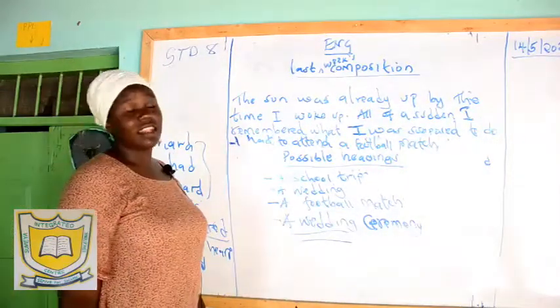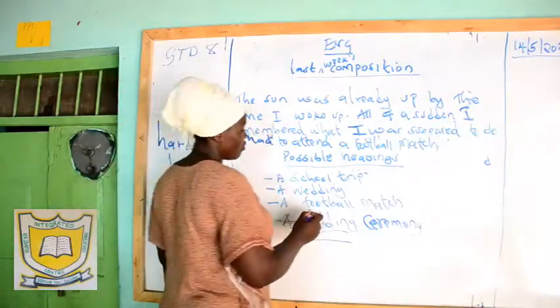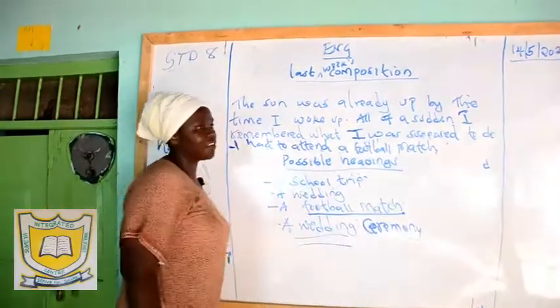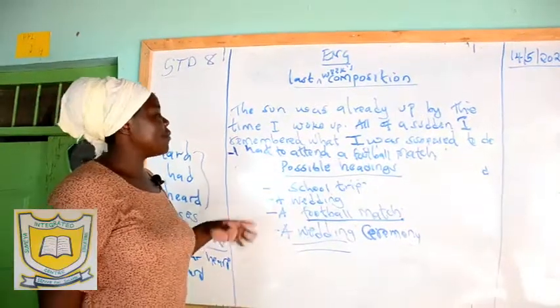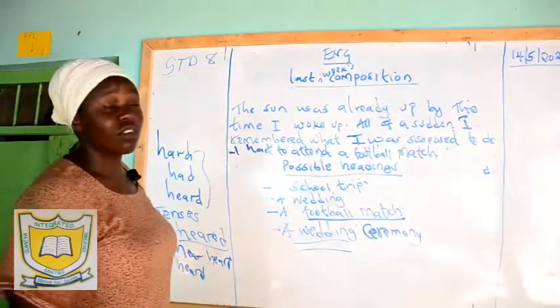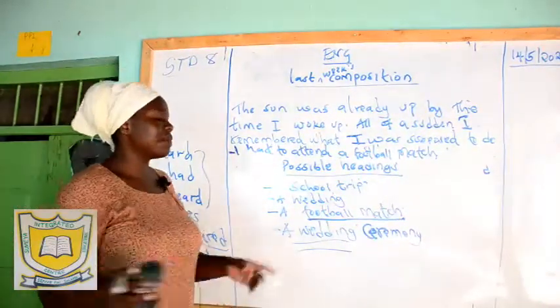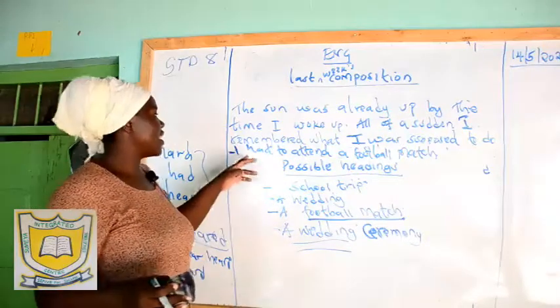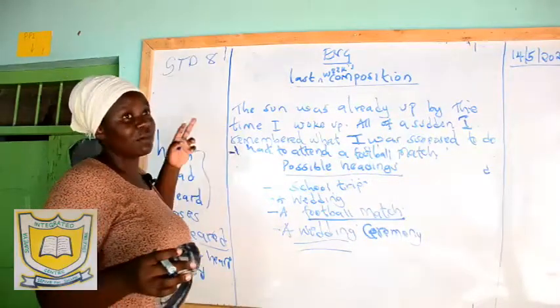So if I want to attend a football match, then my composition is going to be a football match. Are you getting that? Maybe you had to go for a trip, maybe you had to go to school because you're having a school trip. Whatever you want to write here, whatever the continuation is, it should marry whatever you want to talk about.